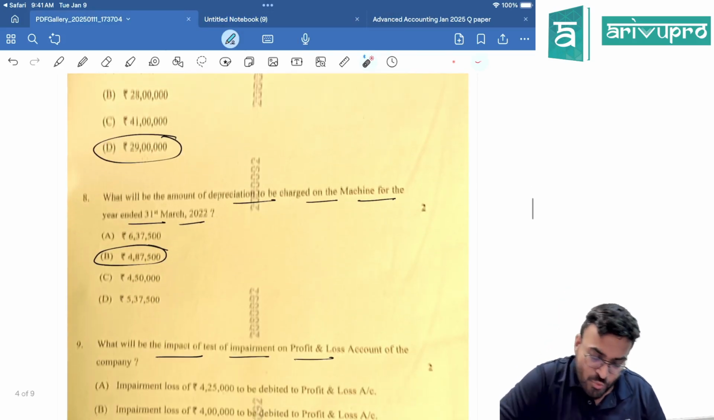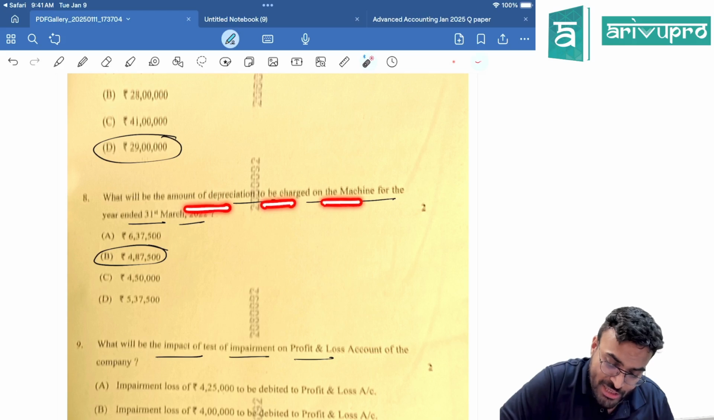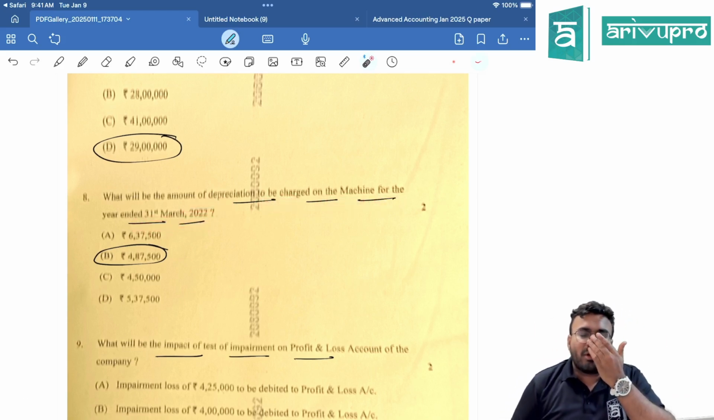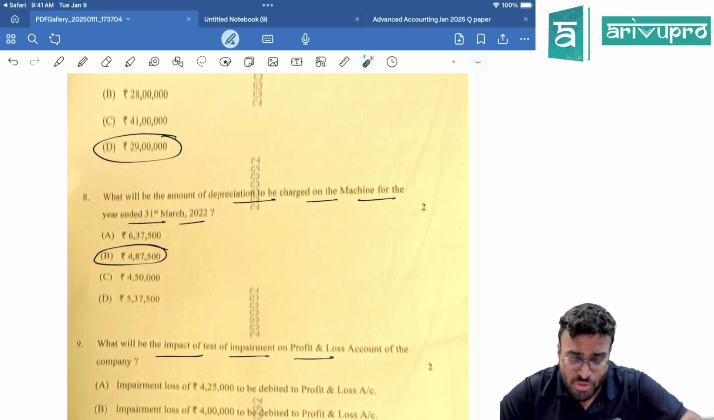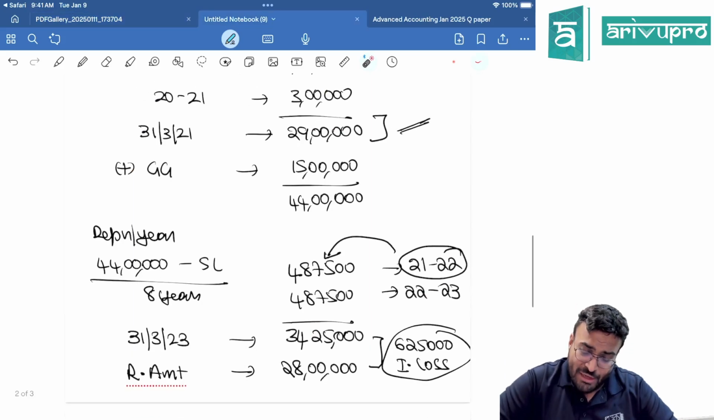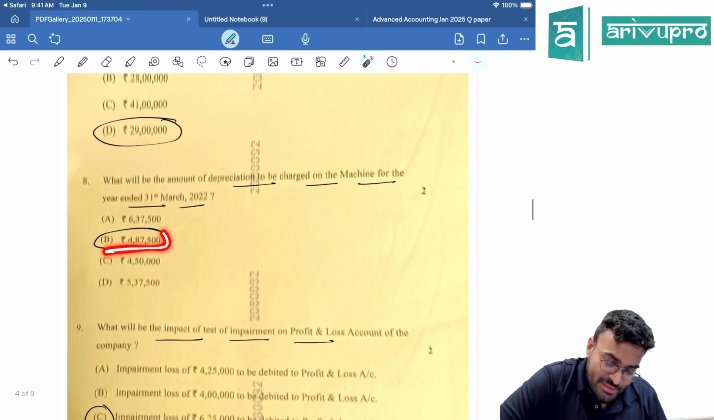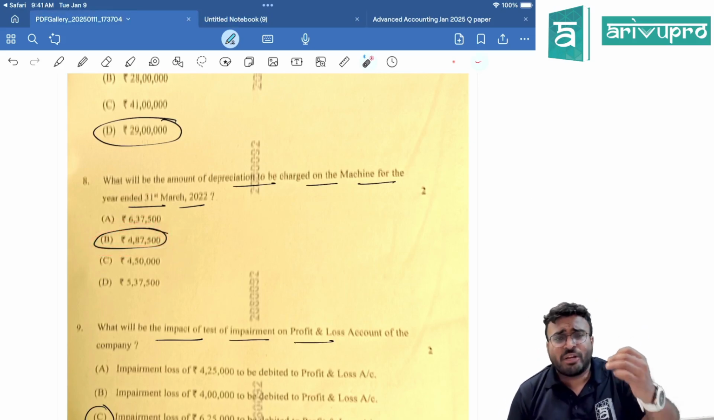Okay. Next, what will be the amount of depreciation to be charged on the machinery for the year ended 31st March 2022? What is the amount of depreciation to be charged on 31st March 2022? We have calculated that also. That is 4,87,500. Can you see the answer is 4,87,500, option B.